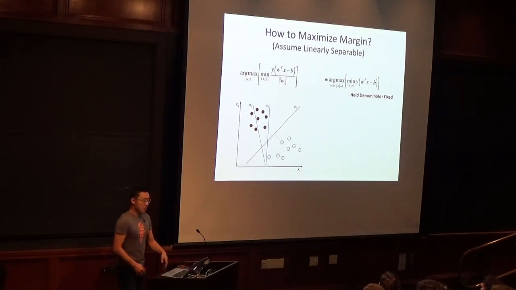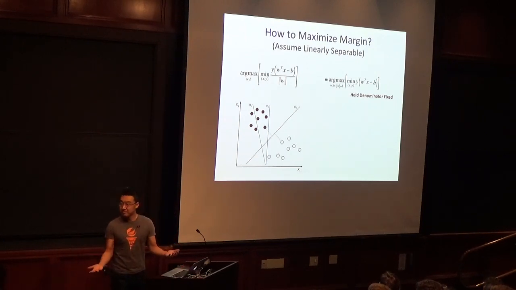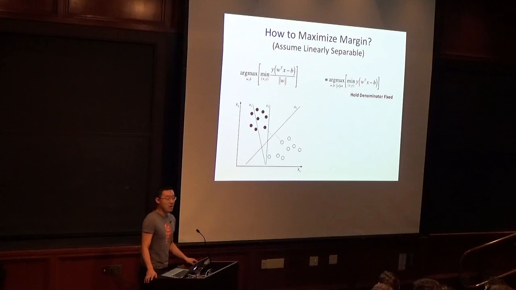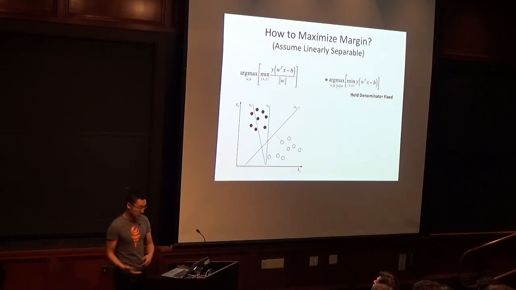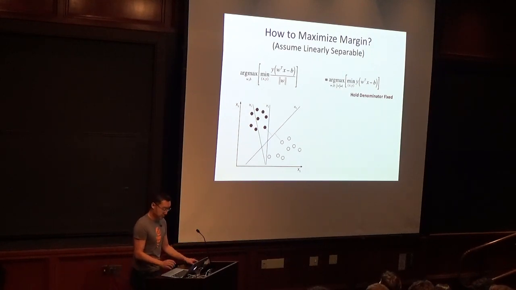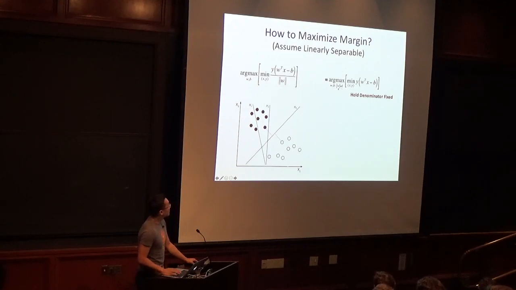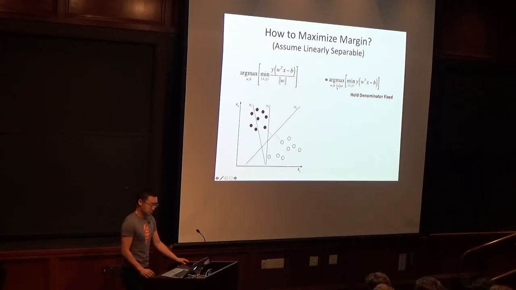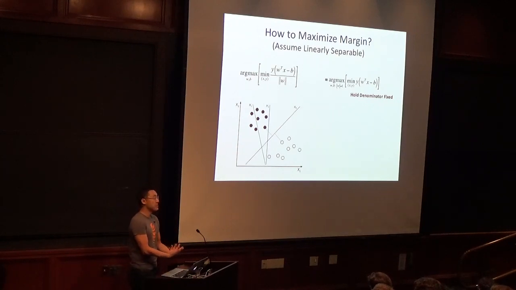So we want to find one solution. Since they're all equivalent, one option is to hold the denominator fixed. Let's assume the denominator is 1 without loss of generality, which means find the W and B such that the norm of W equals 1. This is an equivalent optimization problem. They yield an equivalent solution up to a scale invariant.